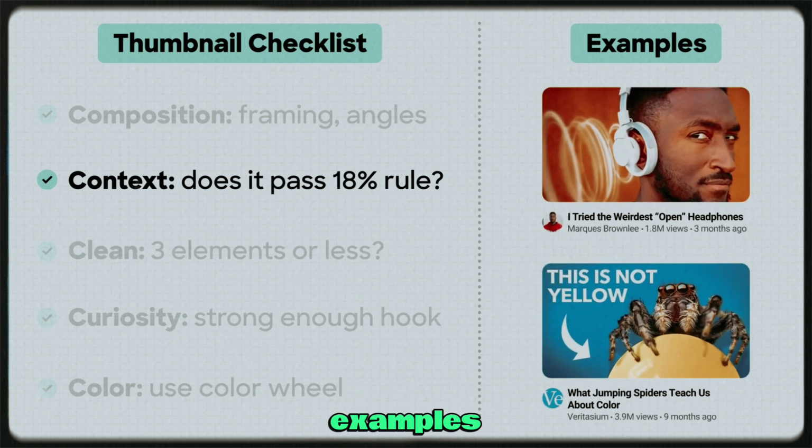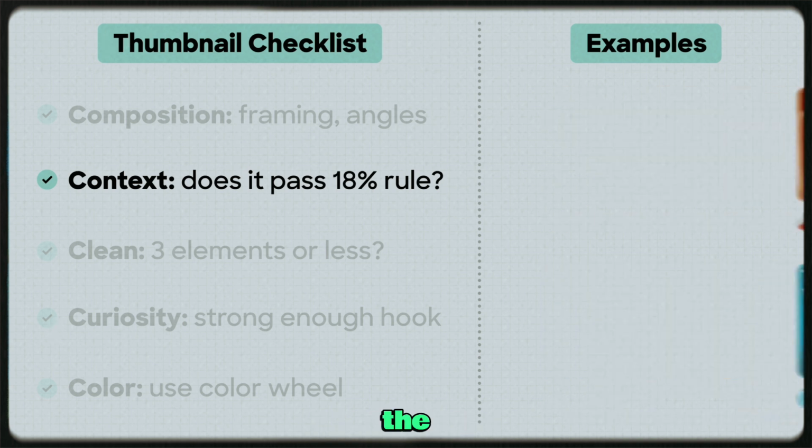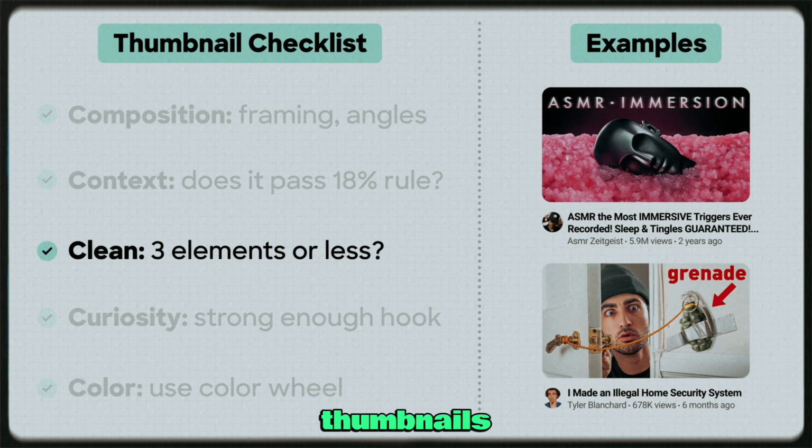And you can see in these examples, you can clearly see the headphones, the ball, the text, the spider. It still pops even when it's smaller. The next C is clean. Too many thumbnails are a cluttered mess. The rule to remember is this: does your thumbnail have 3 elements or less? Like, this first one has the head, the text, the pink foam. The second one from Tyler Blanchard has his head, the text, the grenade.